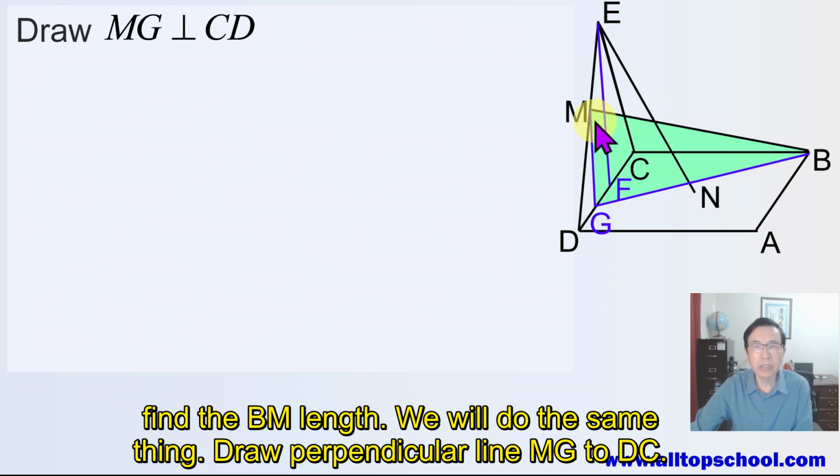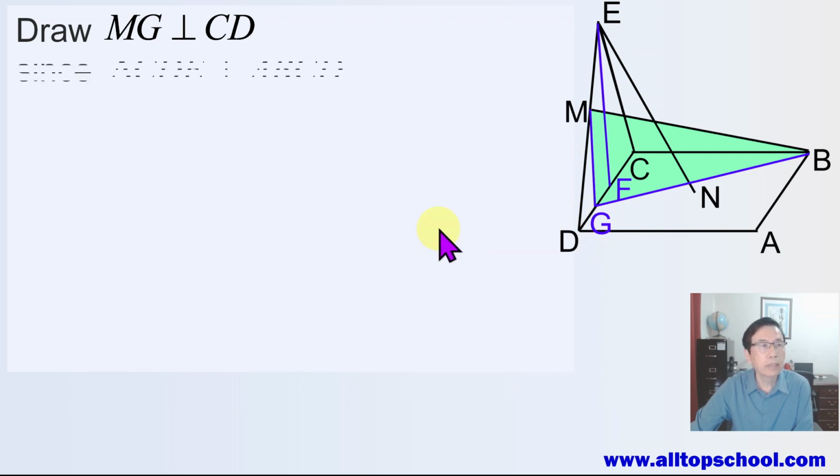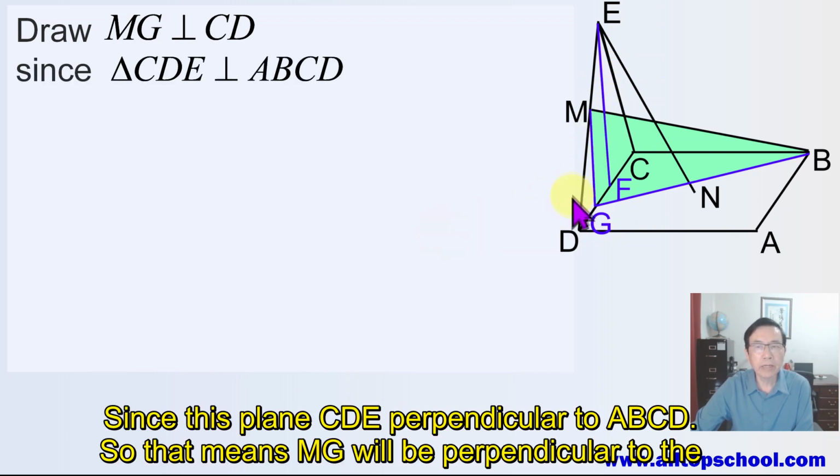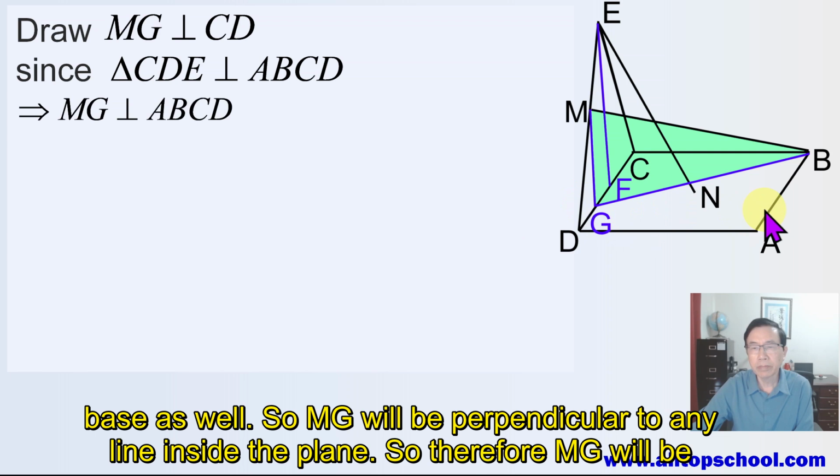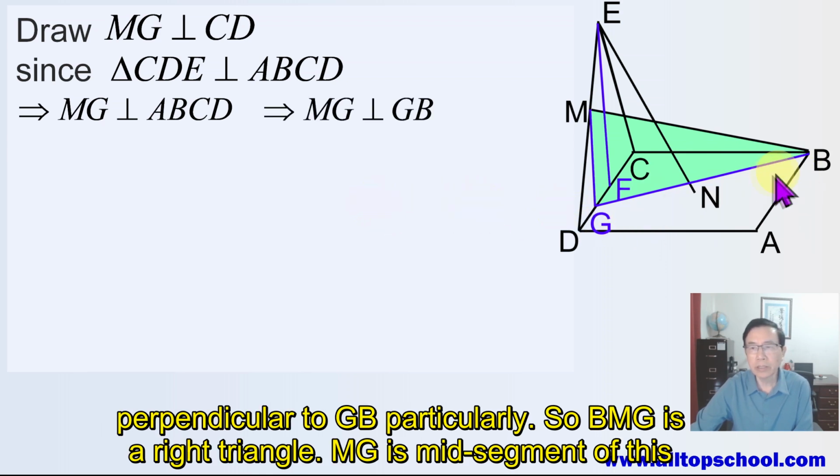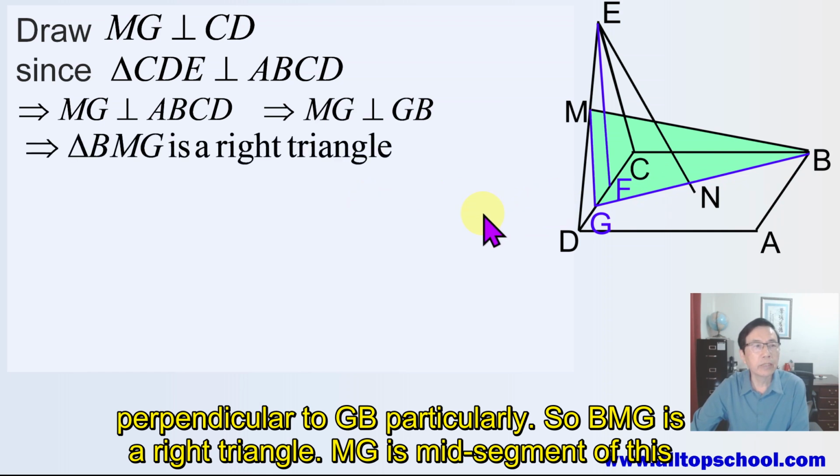We'll do the same thing, draw a perpendicular line MG to DC. Since the plane CDE is perpendicular to ABCD, that means MG will be perpendicular to the base as well. So MG will be perpendicular to any line inside the plane. Therefore, MG will be perpendicular to GB particularly. So BMG is a right triangle.